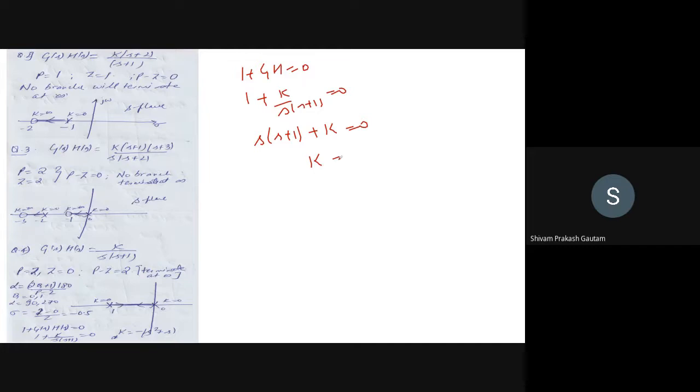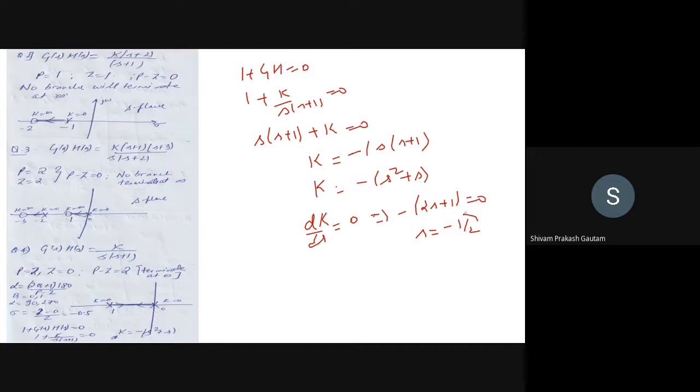So K will be equal to minus of S into S plus 1. K will be equal to minus of S square plus S. So dK by dS, you have to equate it to 0. So you can say minus of 2S plus 1 will be equal to 0. So S will be equal to minus 1 by 2. Minus 1 by 2 is our breakaway point, right? So you can see that again here number of poles is equal to 2, zeros is equal to 0.